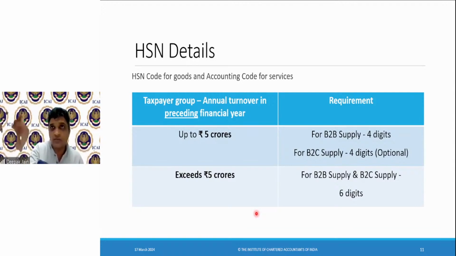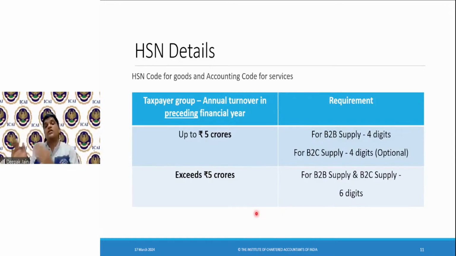What you have to report, up to what digits you have to report. सभी को 6 digits का reporting अभी तक समझ में नहीं आया है. So that's why government is saying if you are a bigger taxpayer, if your turnover is more than 5 crores, then for any B2B supply, when you are supplying to another registered person, give code up to 4 digits of HSN code. And if you are a B2C supplier, give 4 digits, but it's optional. मतलब you can give lesser digits or no digits also. But for B2B supply, you have to compulsorily give 4 digits.